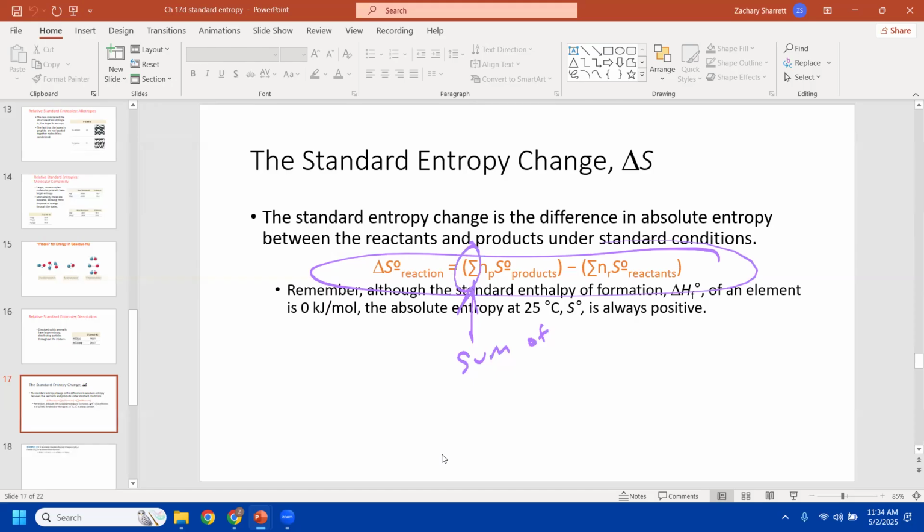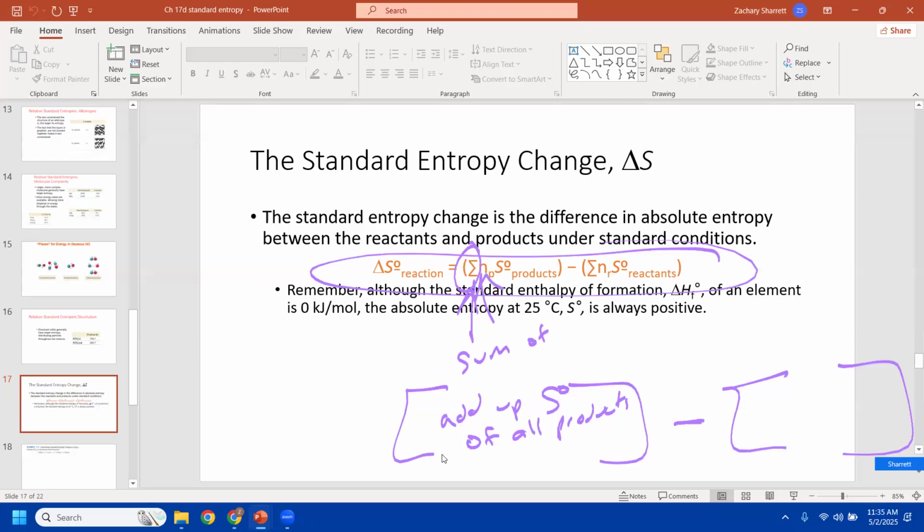So I put this parenthesis here. I do it like this. I put all the products, add up entropies of all products. Okay. That little n in the front just means that if you have like 3 of something, you multiply that S value by 3. If it's 1 of it, you multiply it by 1. If there's 7 of it, you multiply it by 7. And then you subtract, and you put this in parentheses also. You add up S's of all reactants, and you do them each separately, and then you subtract it after.